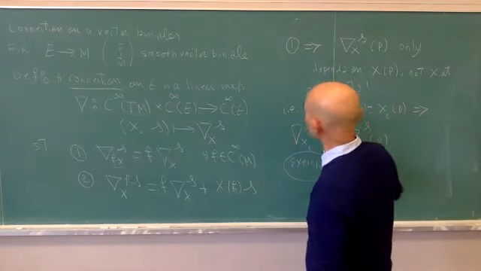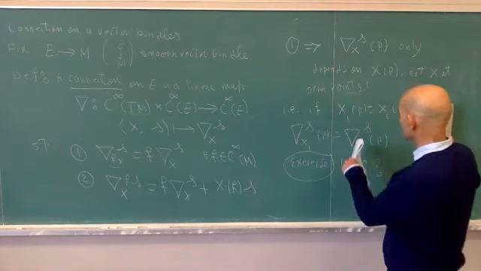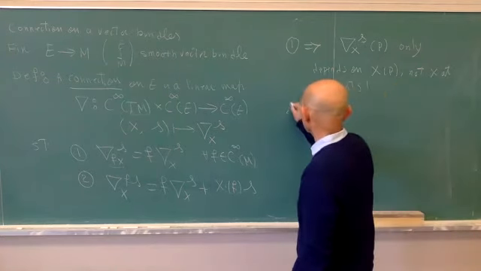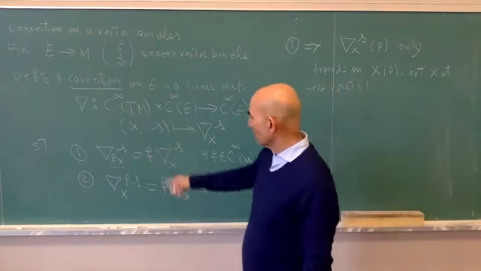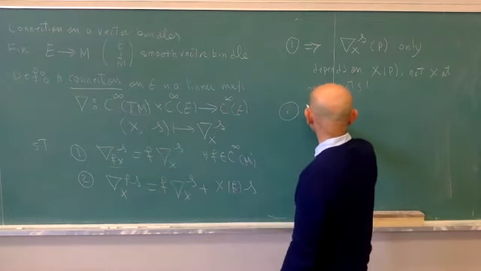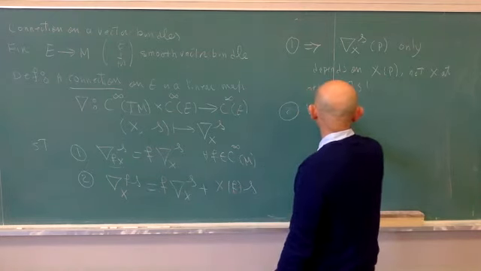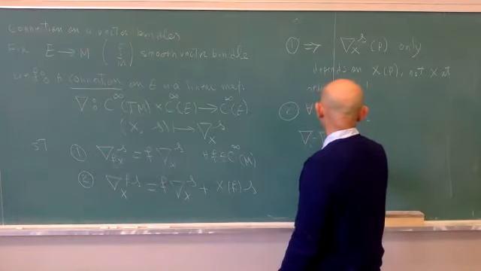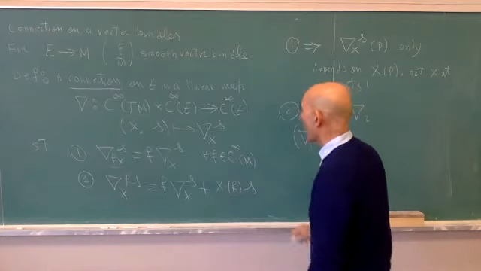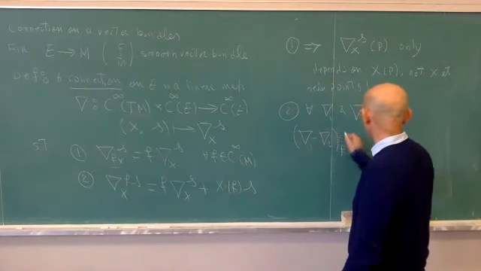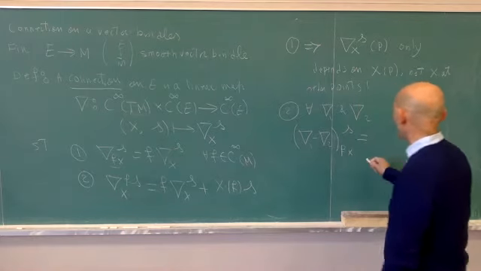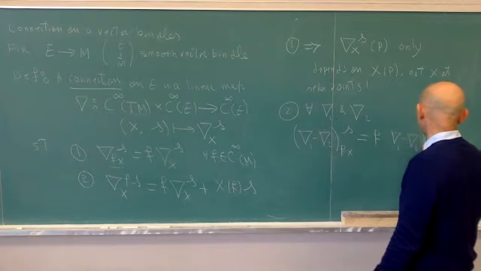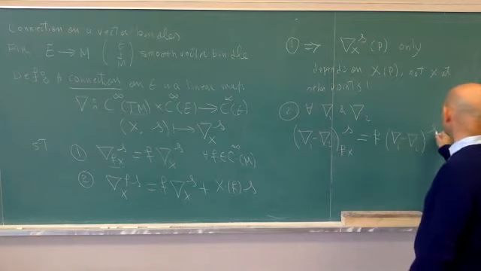Let me just draw some conclusion from 2. So this is, I explained here. So let's go to 2. 2 implies that the difference nabla 1 minus nabla 2 of fx s is equal to f nabla 1 minus nabla 2 of s at x.